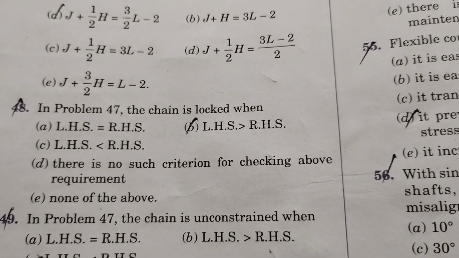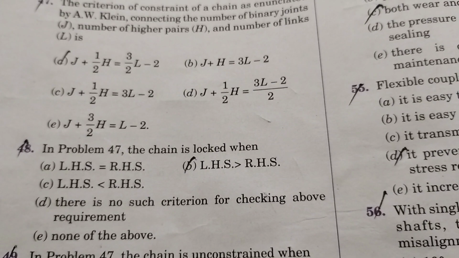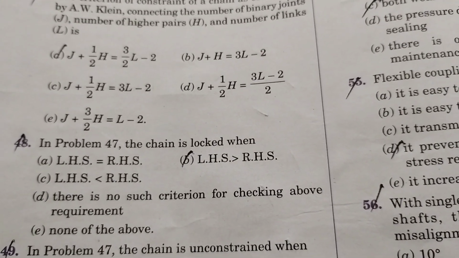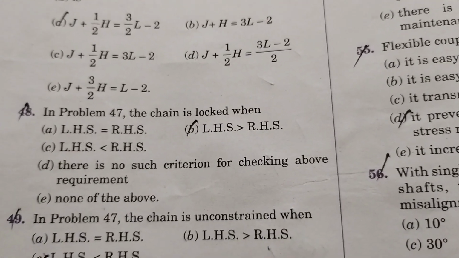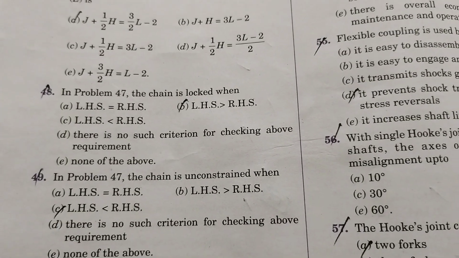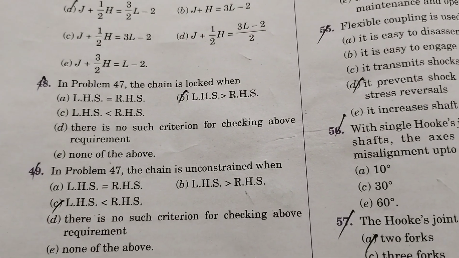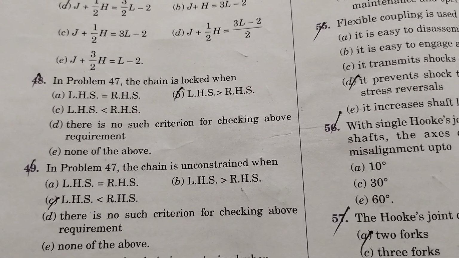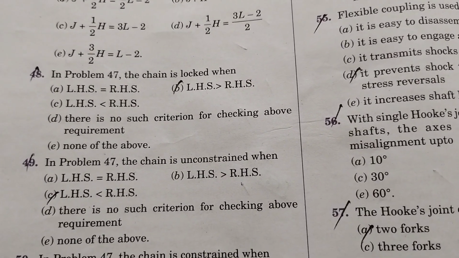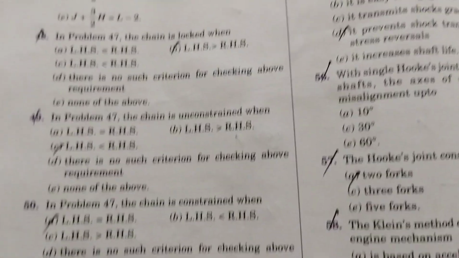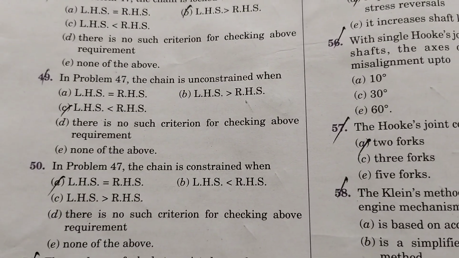The chain is locked when LHS is greater than RHS. The chain is unconstrained when LHS is less than RHS. The chain is constrained when LHS is equal to RHS.